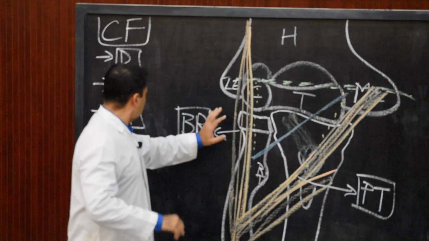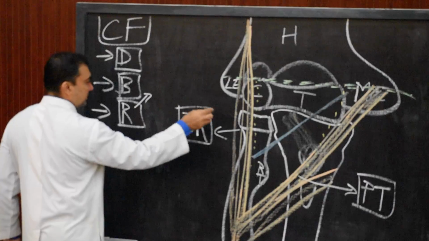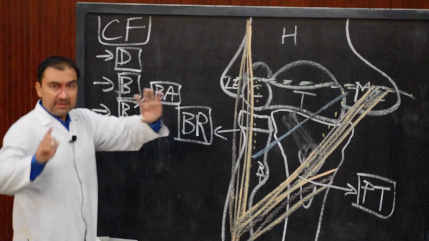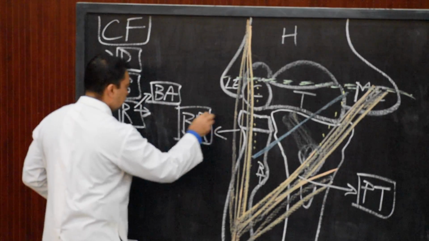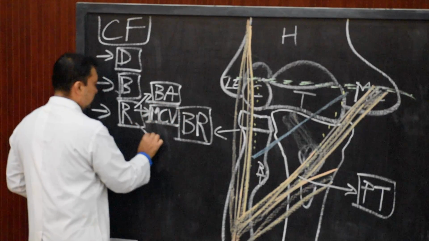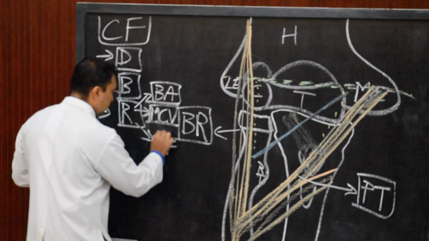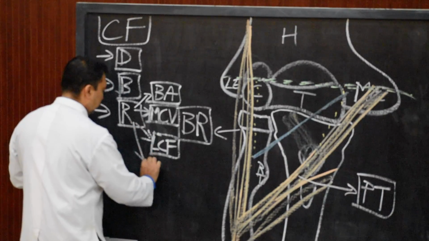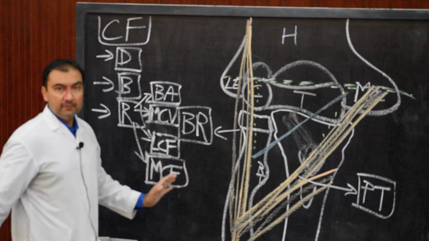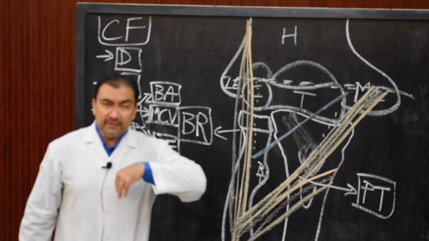Once again I'll repeat, in the roof portion: structure number 1 will be the bicipital aponeurosis. Structure number 2 in the roof portion, we come across the median cubital vein. Structure number 3 will be the lateral cutaneous nerve of forearm, and structure number 4 will be the medial cutaneous nerve of forearm. Very simple. These are the 4 structures which are present in the roof portion of the cubital fossa. Then we come to the floor.